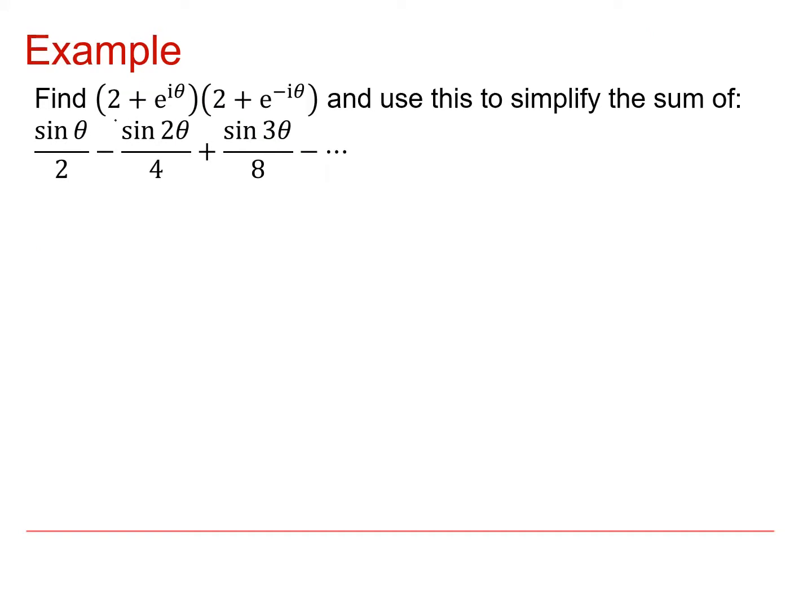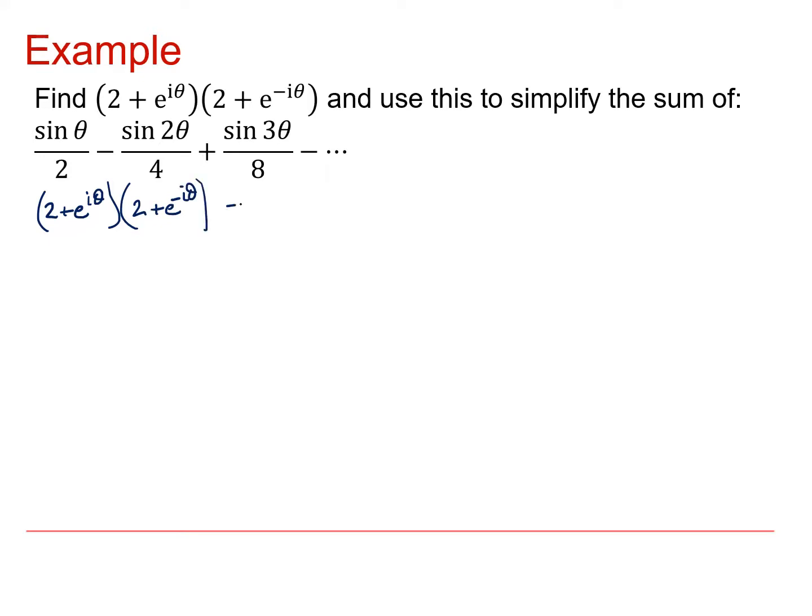So now in this example, we've got an expression here, and we want to find out what that is and then use it to simplify the sum of this series. Notice that this series involves sines of multiple angles. So that special series with e to the i theta, I think, is going to be useful here. Let's start with the two brackets though. Let's see what happens with those. So there's my two brackets.